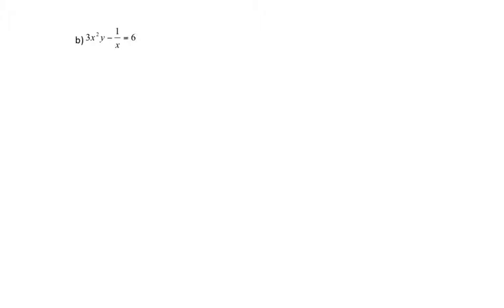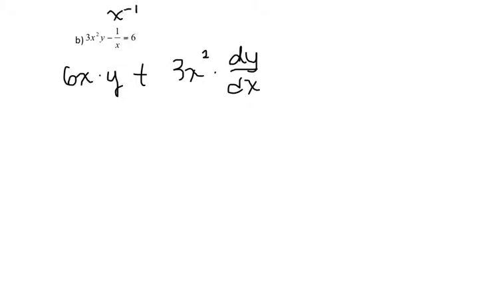Again, we have product rule, and this time it's just product rule. So the derivative of x squared is going to be 2x, so times the 3, we're going to get 6x times y plus 3x squared times the derivative of y, which we don't know. 1 over x, we know of course is x to the negative 1, so that's going to turn into plus 1 over x squared. The derivative of 6 is 0.